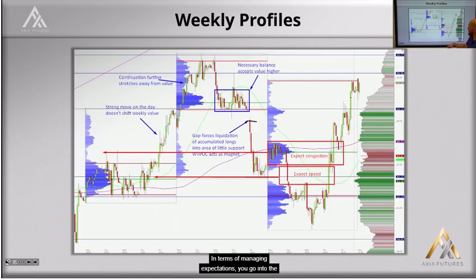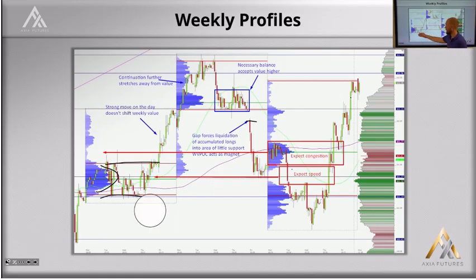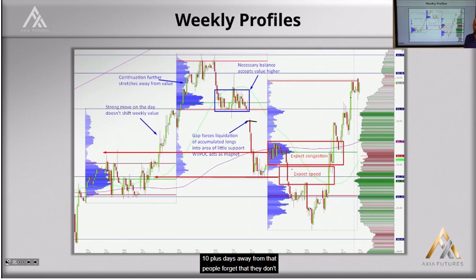In terms of managing expectations, you go into the next week as well, and what we know about high volume, we don't spend a great deal of time there. So you can expect the market to be quick through this zone, where you have essentially the value area from 2 weeks ago. Again, you're now getting 10 plus days away from that. People forget that. They don't have the expectation of speed here because they can't recall that, because this is just a sequence of candles. Why should this be fast if last time we traded chop, chop, chop, chop, chop, chop? People don't expect it. Yet from a profile, you can expect that when you're looking at it from a weekly.